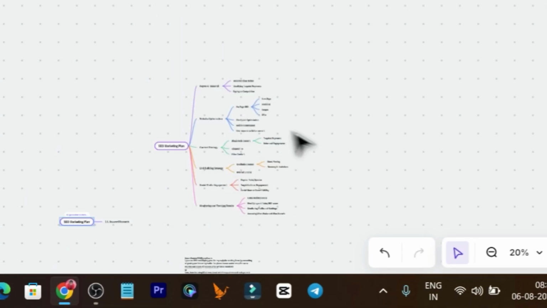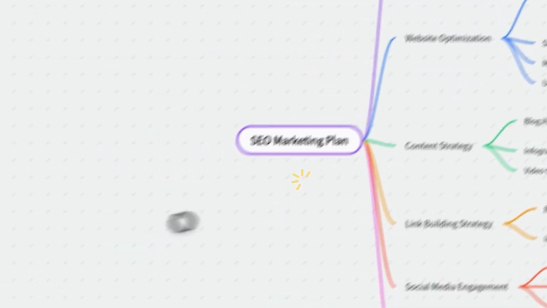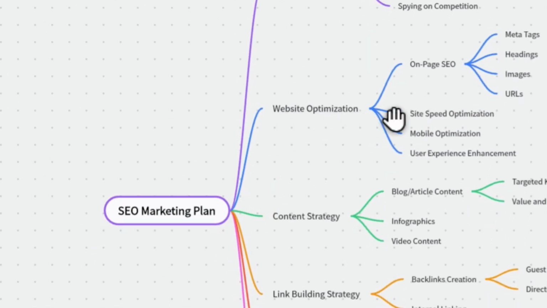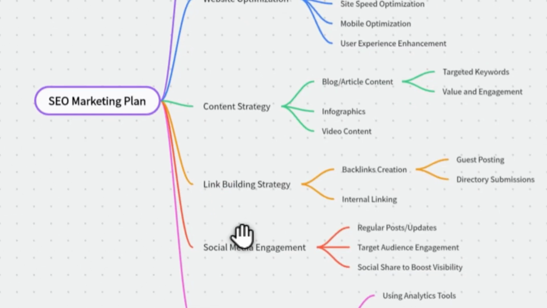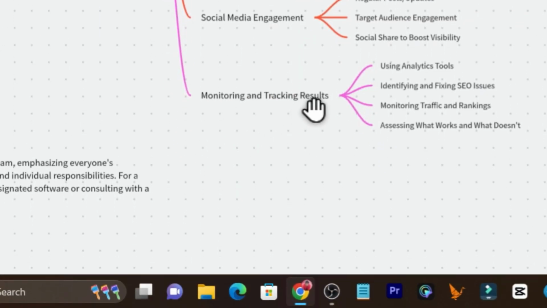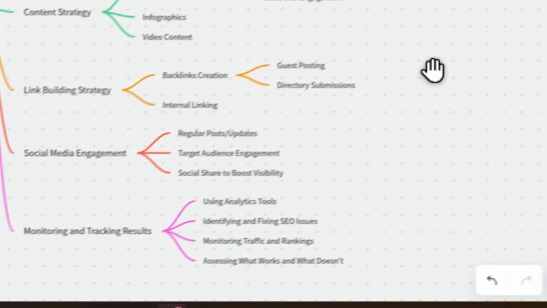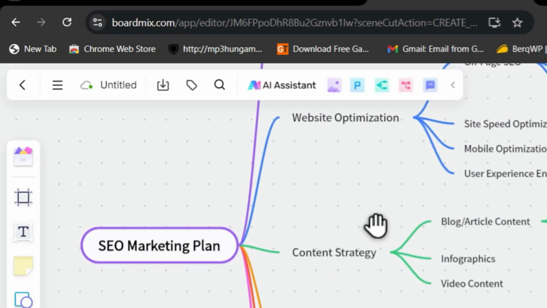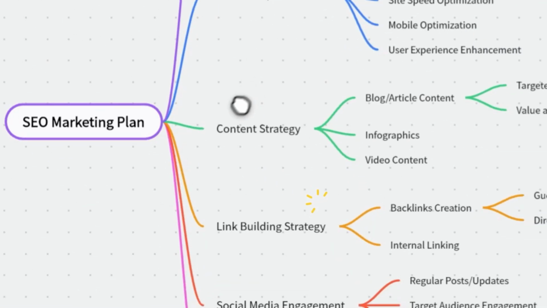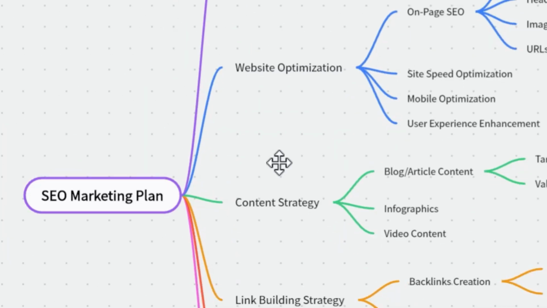Okay, you can see what happened. You can see SEO marketing plan, keyword research, website optimization, content strategy, link building strategy, social media engagement, and monitoring and tracking results. So all this stuff, starting from just my idea, asking the AI assistant to generate the steps, and now this is the mind map with all the steps. Within around 2 minutes it happened.